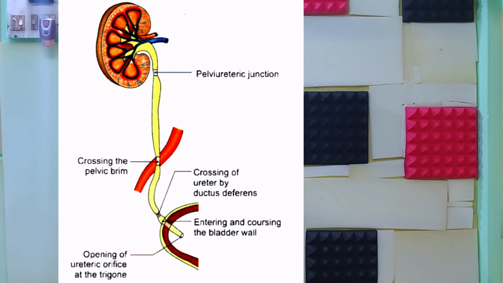And the fourth constriction point is when it enters the bladder wall. And the fifth constriction point is at the lateral angle of the trigone. I mean, inside our bladder, our ureter opens, and at the opening point it has a constriction.